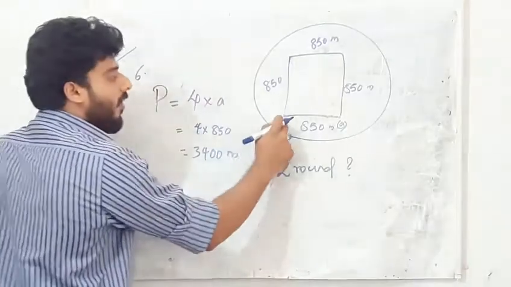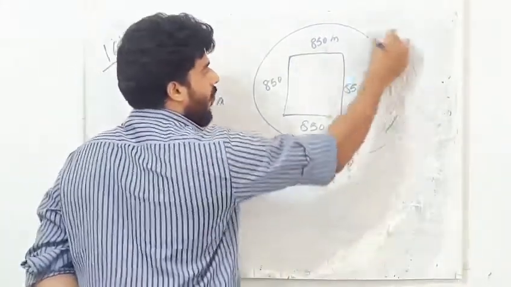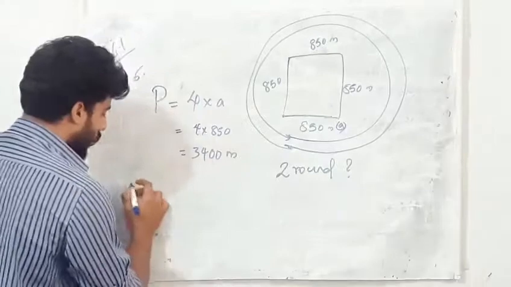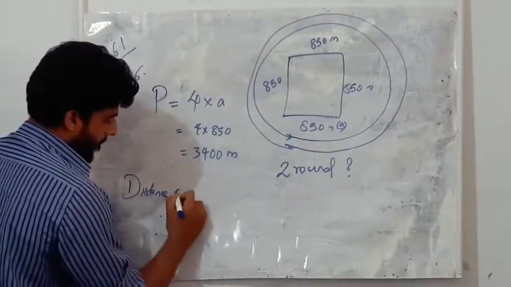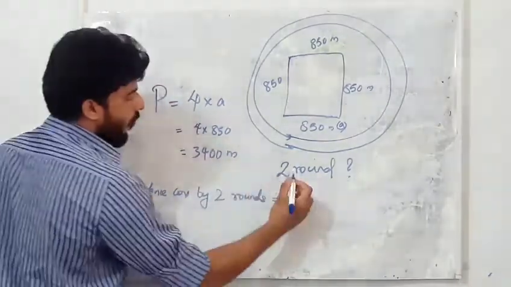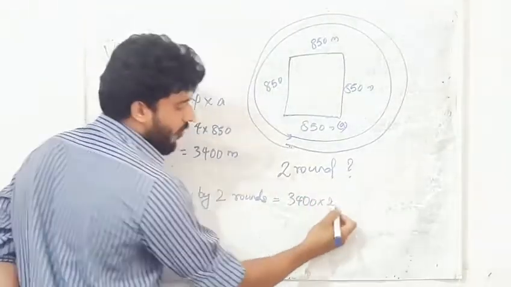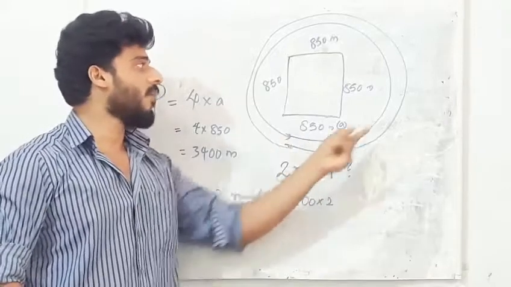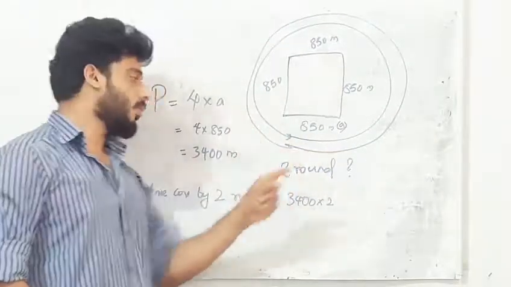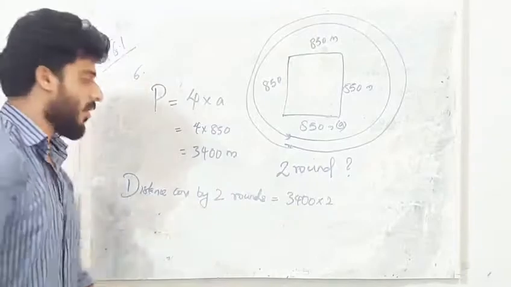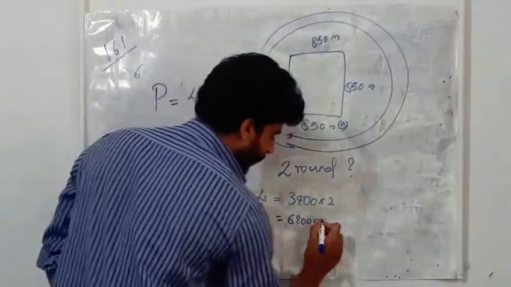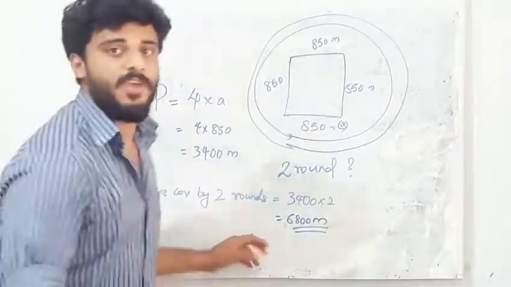The first round is over and next he will have another round from the starting point to the end. So the distance covered by 2 rounds will be 3400 into 2. Why 3400 into 2? 3400 into 1 is when he covered it one time, and the next time he covered it one more time. So it will be 3400 into 2, as the question says 2 rounds. Our answer will be 6800 meter, the distance covered by Vivek in 2 rounds.